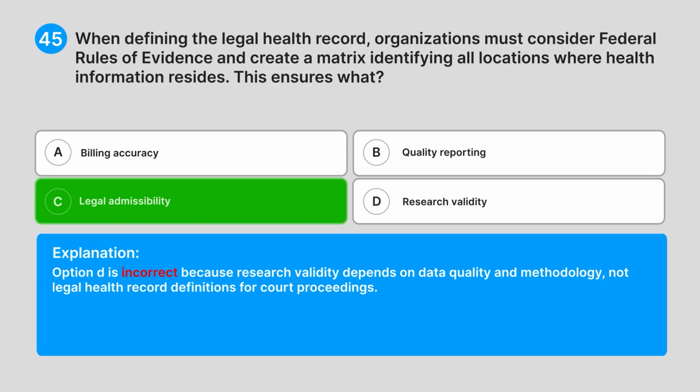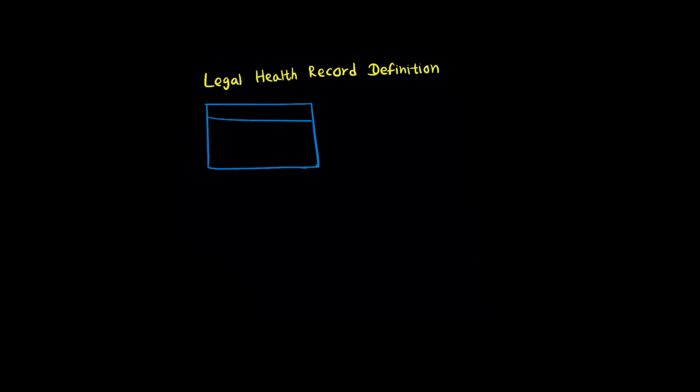definitions for court proceedings. The legal health record must be carefully defined to ensure its admissibility in legal proceedings and court cases. When defining the legal health record, organisations must consider federal rules of evidence and create a matrix identifying all locations where health information resides to ensure legal admissibility.